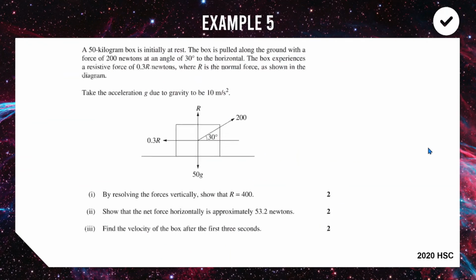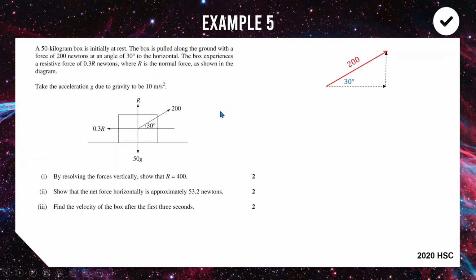Okay, cool. So what we'll do is we're going to make a little triangle out of the 200 and the 30 degrees here, and we can split this force, this 200, into a vertical and a horizontal component. The vertical part will consider these two, and the horizontal part will consider the 0.3R. So with a bit of trigonometry, we can figure out that the adjacent side is the hypotenuse times cos 30, and the opposite side is always going to be hypotenuse times sine 30. So that's a little shortcut you can take when you're making your triangles.